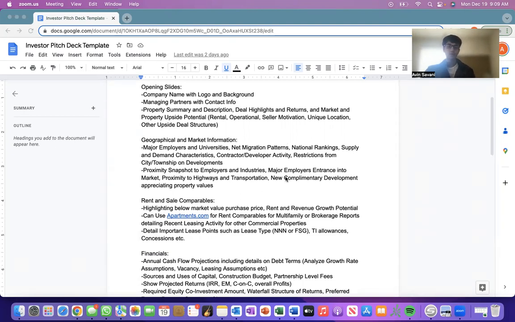Next is the managing partners and contact info. That's really important. Always label the pictures, contact email and phone number, so that they can get in touch with you if they're interested in the deal.